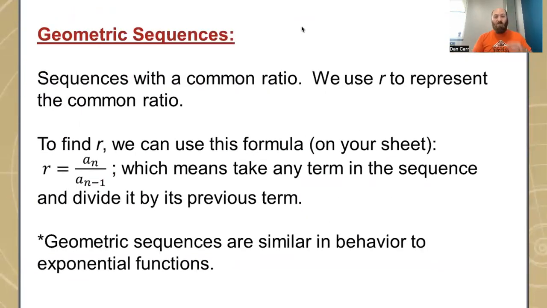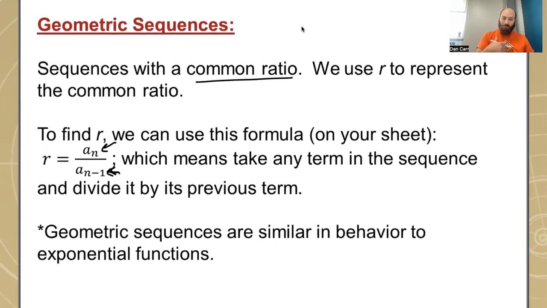So geometric sequences are ones that have a common ratio instead of a difference. We use R to represent that common ratio. So one way we can always find R is going to look something like this. It is the ratio of consecutive terms. So just like we did before with common difference, where we took a term minus the one previous to it, we're going to take the ratio of a term divided by the one right before it. So this means we take any term in the sequence and divide by the previous term.